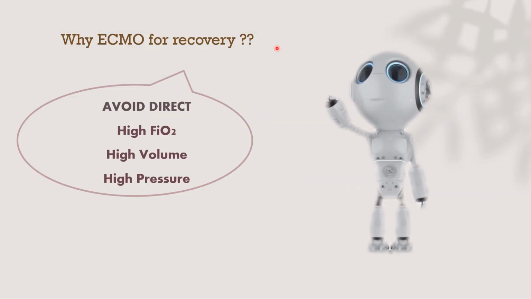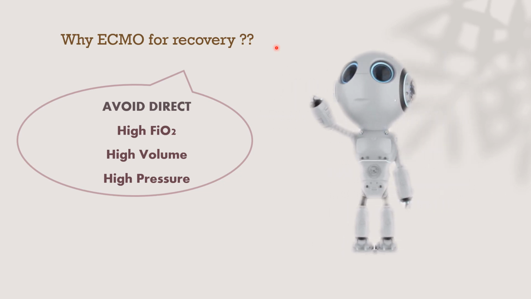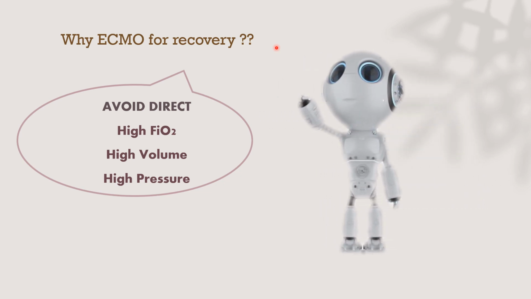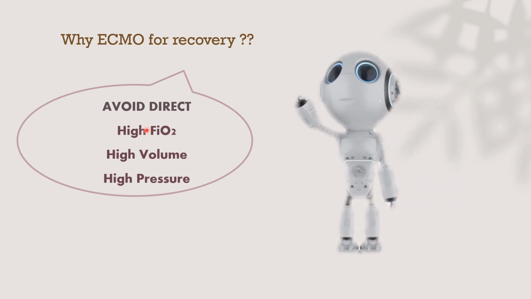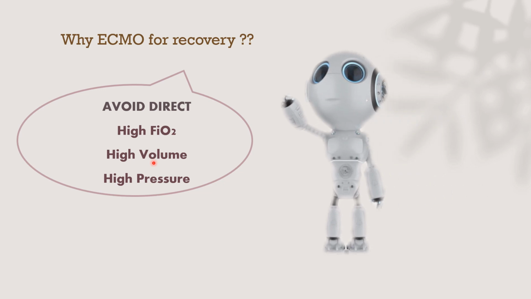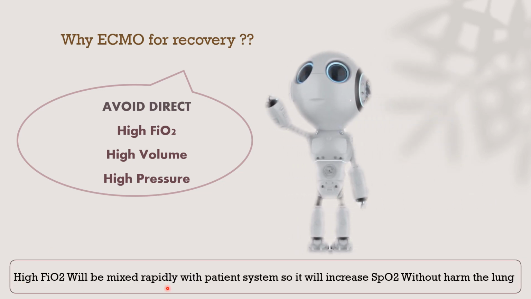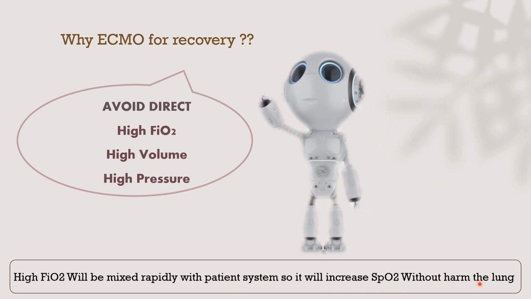So the question will be, why ECMO for recovery? It will avoid direct harm to the heart and the lung, so we avoid high FiO2, high volume, or high pressure. At that time, we will have high FiO2, which will be mixed rapidly with the patient's system. So it will increase SpO2 without causing any harm to the lung.